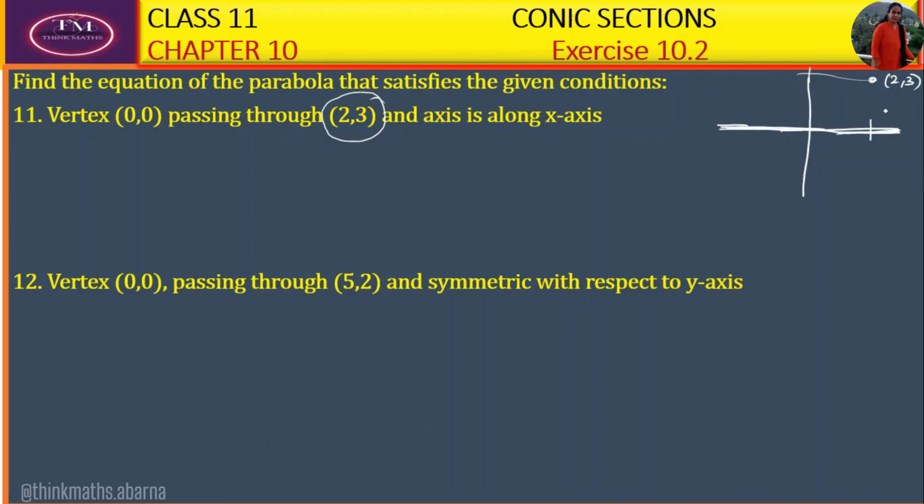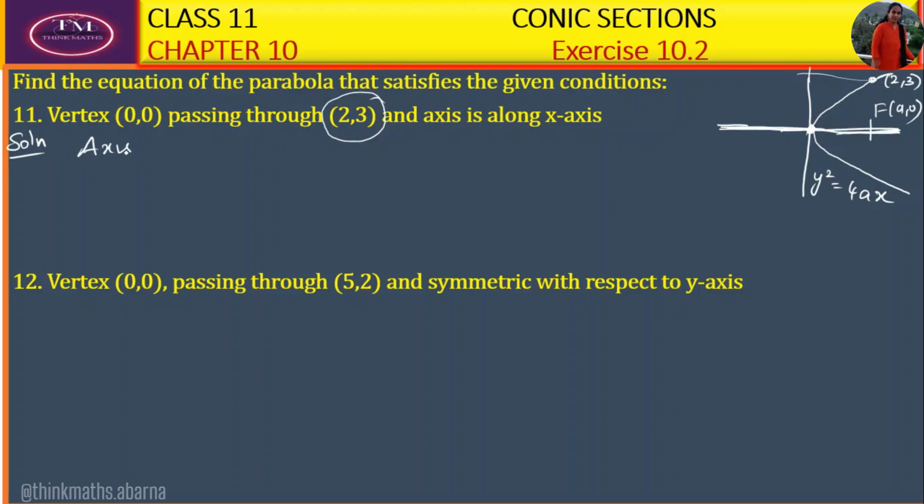If it is in the first quadrant and it is along the positive side, then the parabola will be like this. Okay. So focus will be a comma 0. The vertex is 0 comma 0. The equation will be y square equal to 4ax. As it passes through 2 comma 3 and axis is along x-axis, the parabola will face right side. Clear? So let me write the solution.